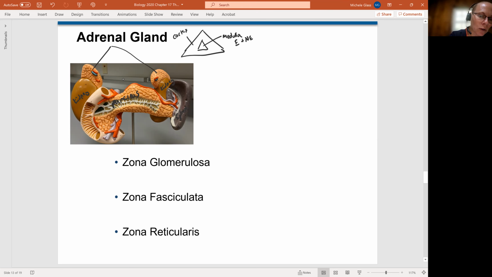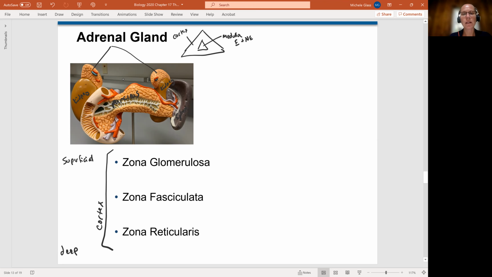So when we look at our cortex, we do see that it can be broken down into 3 different zones or layers. And we're going to be looking at our zona glomerulosa as our most superficial. So that means like outermost. Next, we have a zona fasciculata. And then we have zona reticularis, which we can say is our most deep or innermost. So zona reticularis is going to be closest to the medulla.